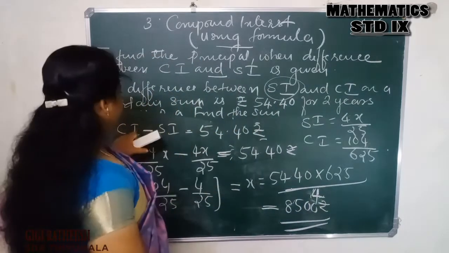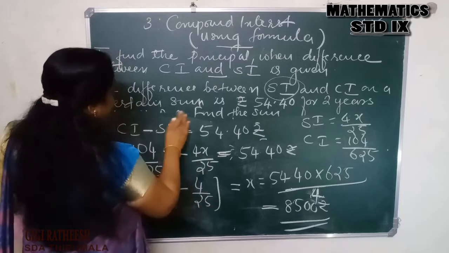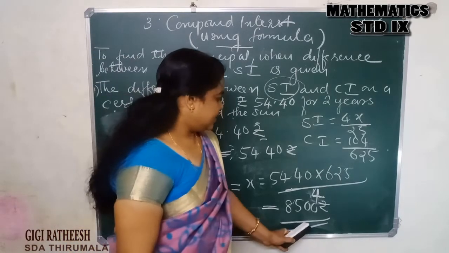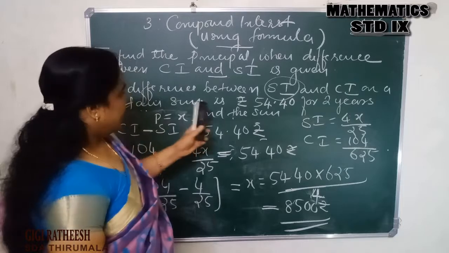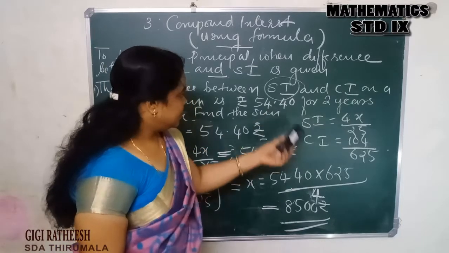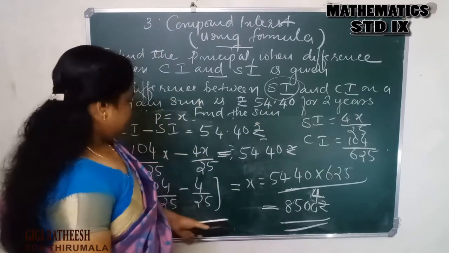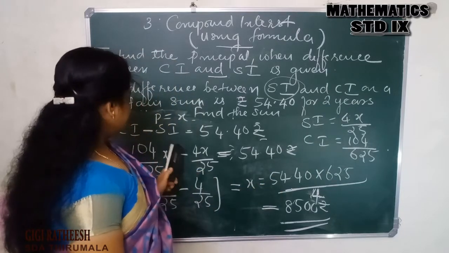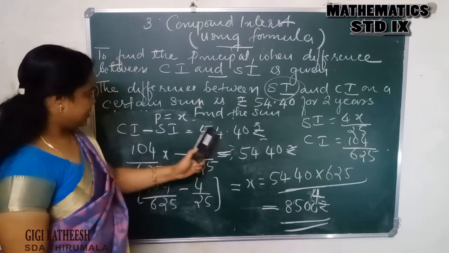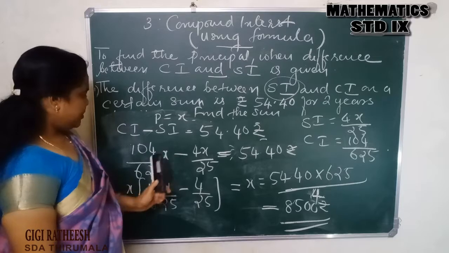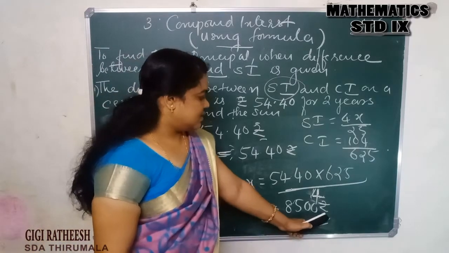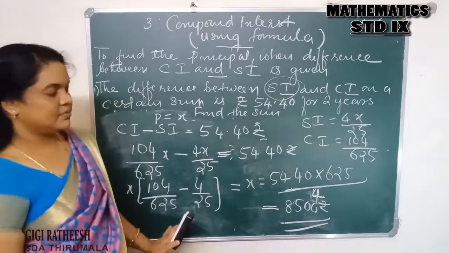We took P as X, and X is 8500. That is the principal. The difference is CI minus SI equal to 54.40. Substituting this, we get X is equal to 8500 rupees.